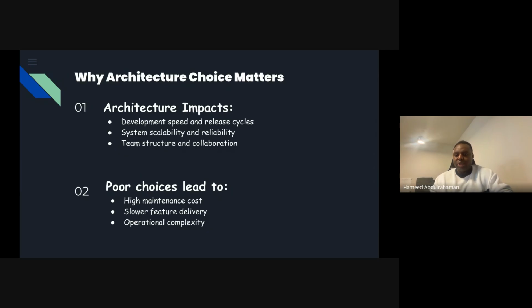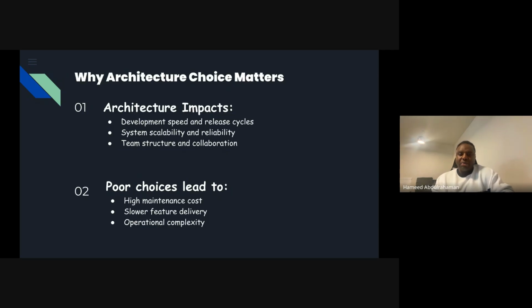So if you're designing a new feature, how long would it take for the feature to get to the market or to get to your users? So it's important for us to look into the impacts that these architectures make, then make an informed decision regarding them. So it also affects the system scalability and the reliability. Depending on the architecture pattern you choose, either monolithic, which is modular, or microservice, it affects how you scale the system and how reliable those systems are.